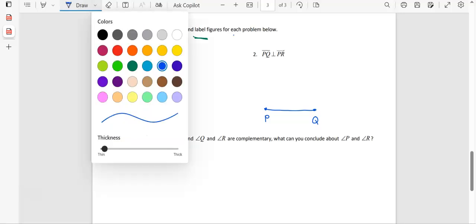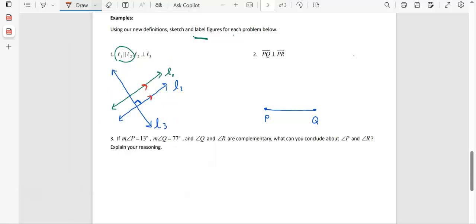Now, this is going to give me an opportunity to talk about what happens when I use the same point in a picture. Well, if I use the same point in the same figure, they have to be the same point. And so when I draw ray PR, I'm not going to draw a separate ray over here and label it PR, because then I would have 2 point P's in my picture, which I do not want. So I'm going to go back to my original point P.